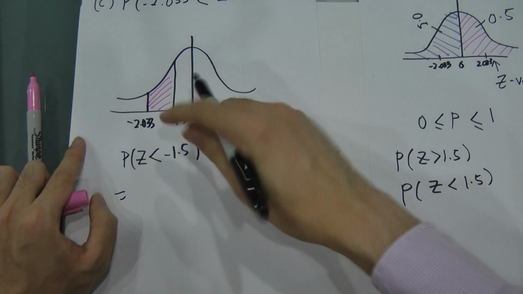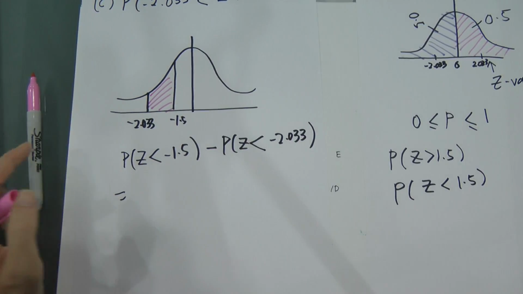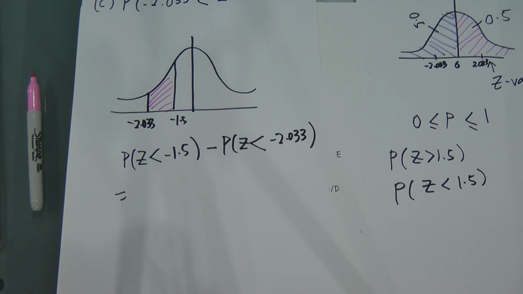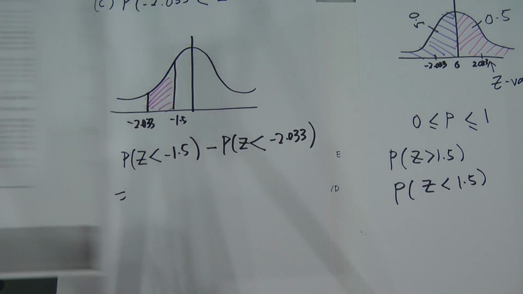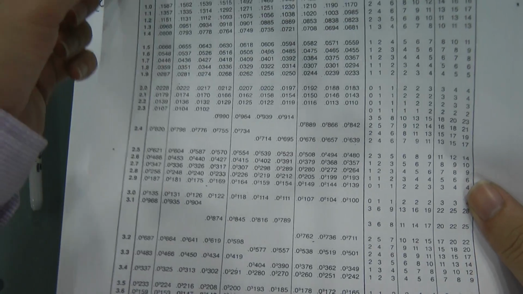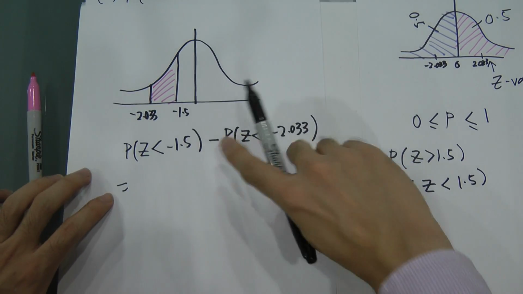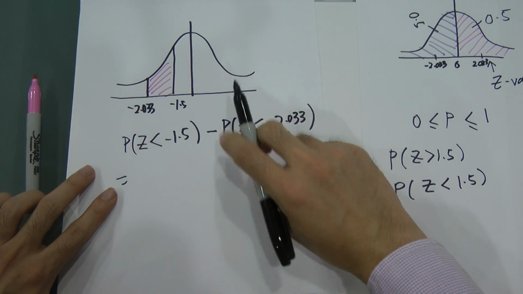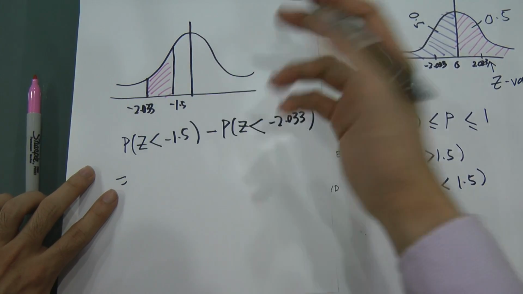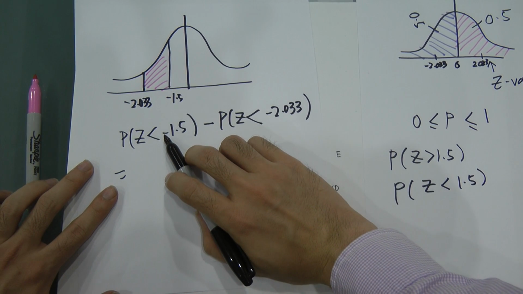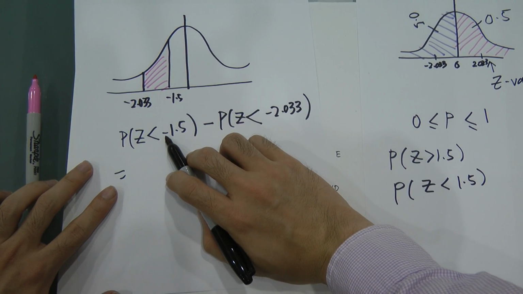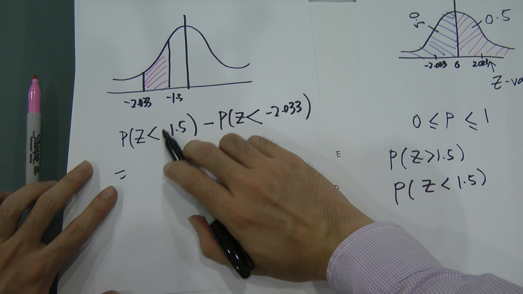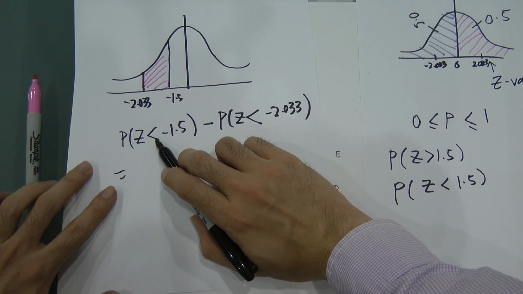Okay? If you use this one to minus this one, you can get this area. But one problem here is that in this table you cannot see any negative value, because all values here will be positive. Therefore, you have to change the negative to positive. There is a formula for this: when you see a negative and want to change it to positive, you just change the sign.